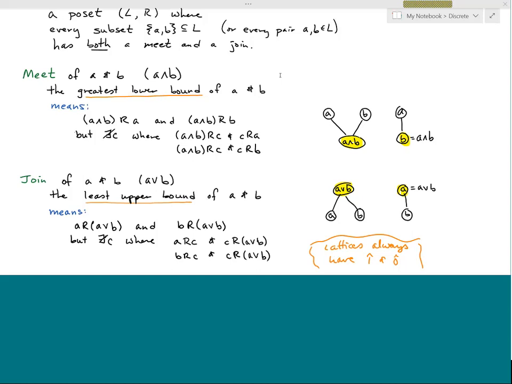A number of the lattices, or a number of the posets that you see, actually deal with subsets. So the operations that you have are intersections and unions. In those cases, your meet does correspond to intersecting the two subsets. In terms of what they are, the definition of a meet is the greatest lower bound.